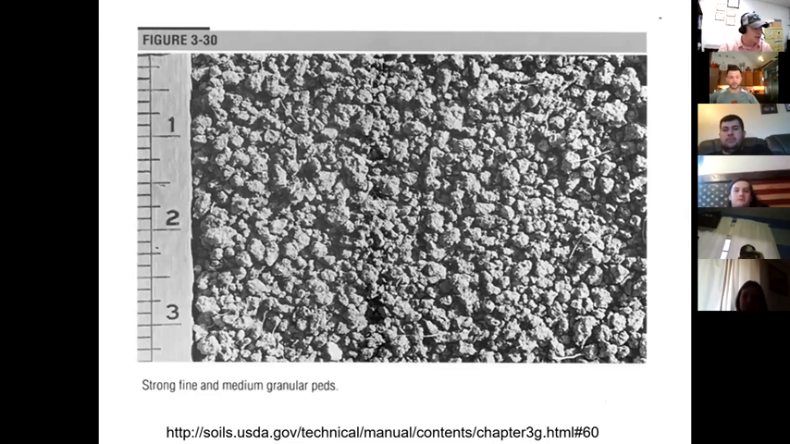Okay, this is a perfect example of a granular type structure. So if we're looking at a soil column and we get these nice, smallish pieces, these aren't blocky because they tend to be pretty small. They're like the size of the tip of an eraser, maybe a little bit bigger than that. For scale size, you can see these aren't very big pieces. This is what we call a granular structure.